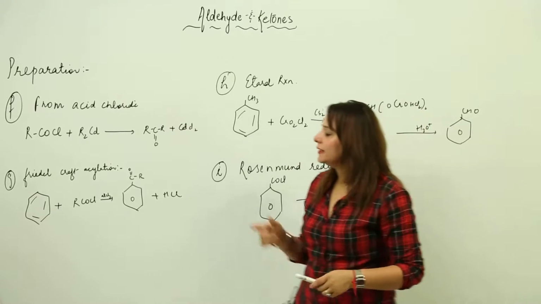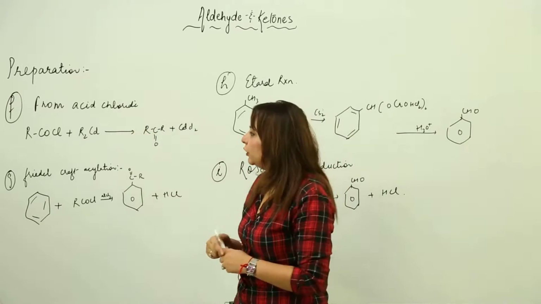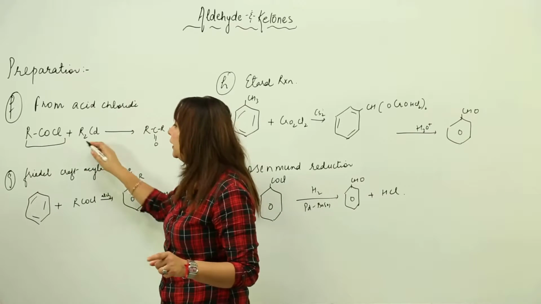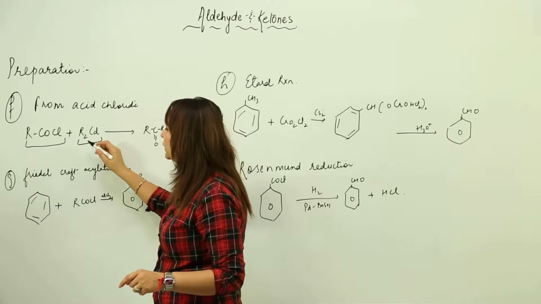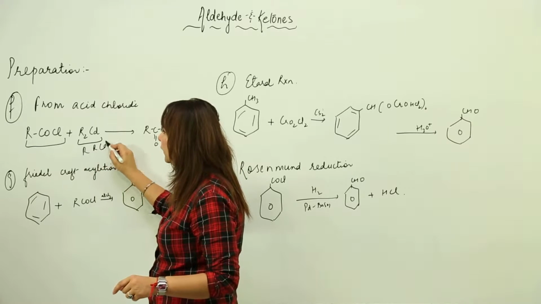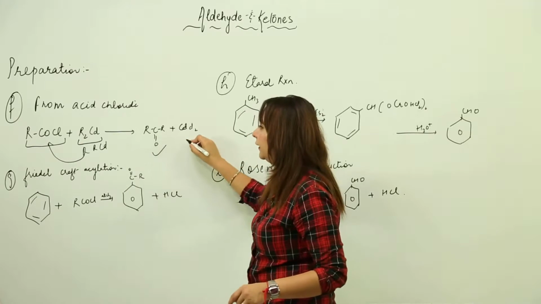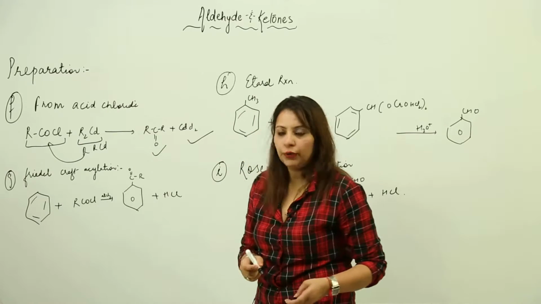A few more preparations, that is from acid chloride. We know that acid chloride is RCOCl. We are going to react it with dialkyl cadmium. So when you do it, what happens is, of the 2 R's here, 1 R gets attached here and it becomes RCOR, and we get a cadmium chloride.